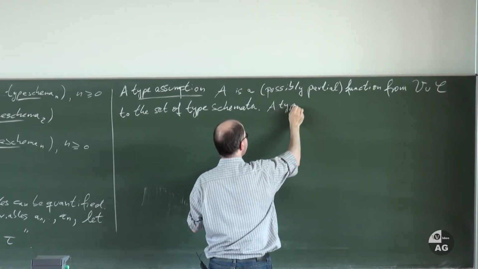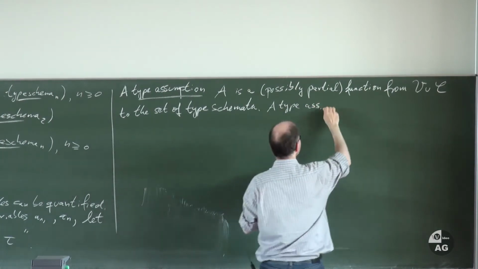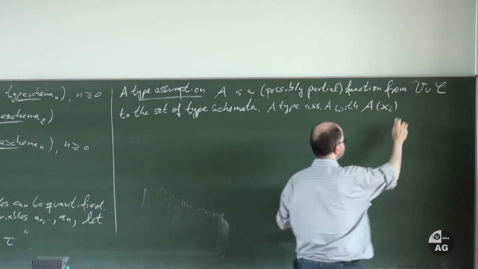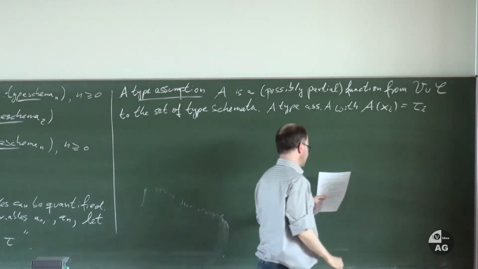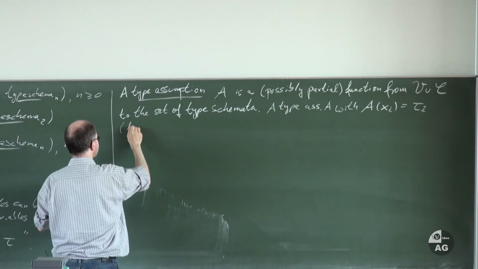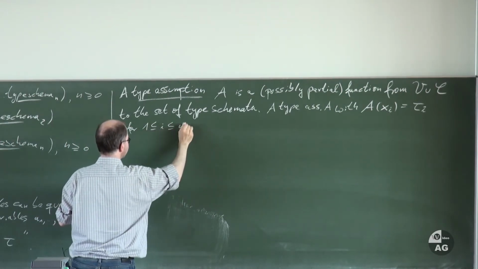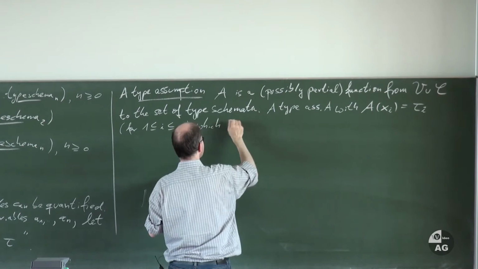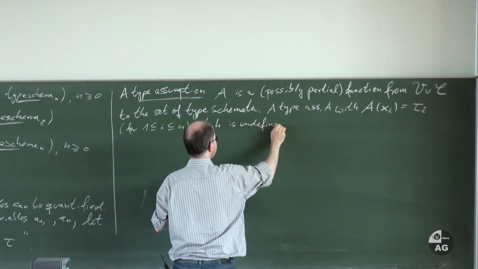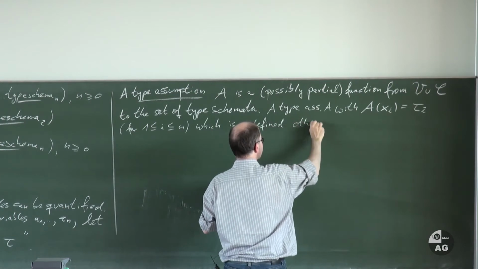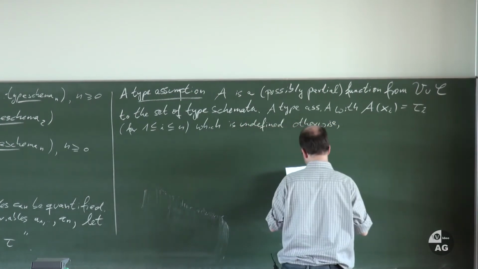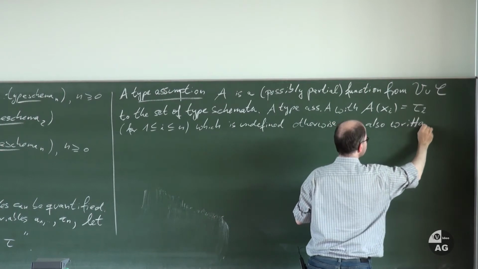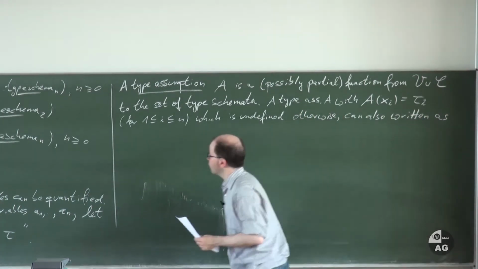So a type assumption A where the variable or constant xi is mapped to the type schema tau i for all i between 1 and n, which is undefined for all other arguments, can also be written in the following form. Then we just write the following.